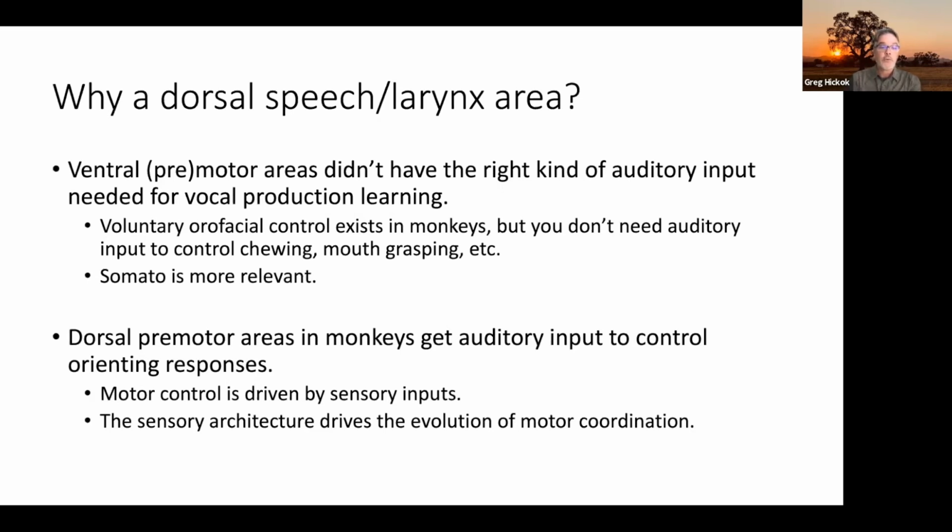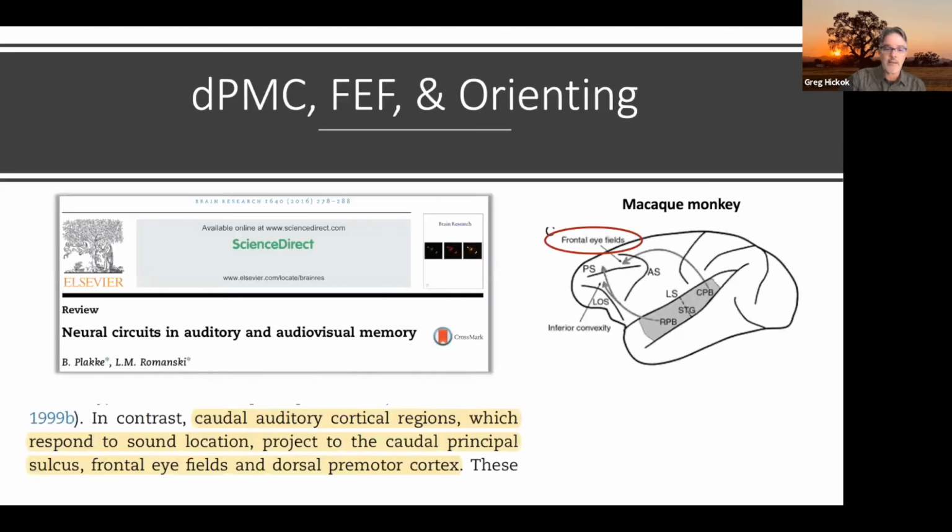Dorsal premotor areas, on the other hand, in monkeys get auditory input as part of an orienting system. The frontal eye fields are up there and so on. So given that motor control is driven by sensory inputs, the idea is that the sensory architecture, where you have more auditory inputs going into dorsal premotor areas in our last common ancestor, drove the evolution of motor coordination for laryngeal control in that region of the brain. That's the basic idea. So here's some of the evidence for that. We're going to talk about dorsal premotor cortex, frontal eye fields, and orienting for the next few slides.